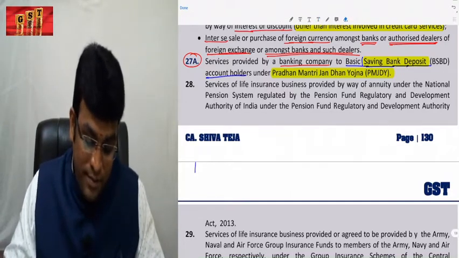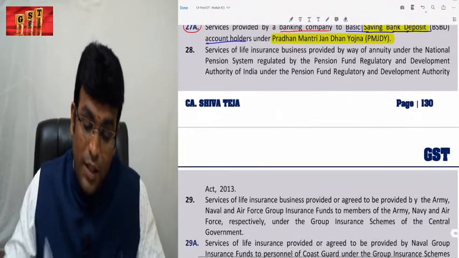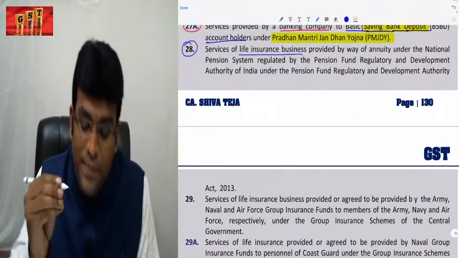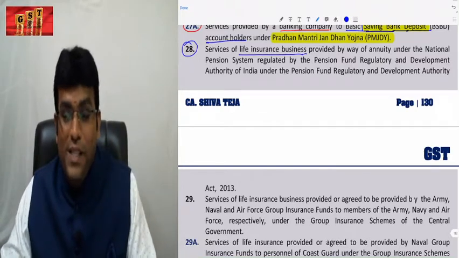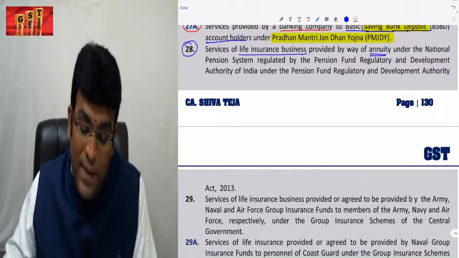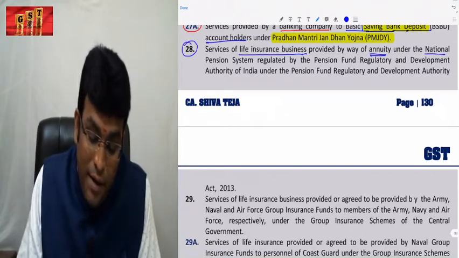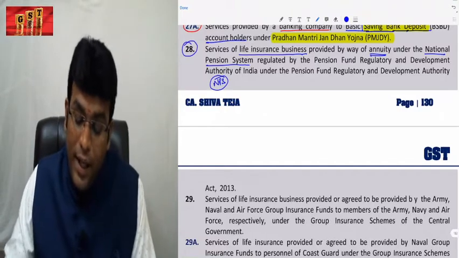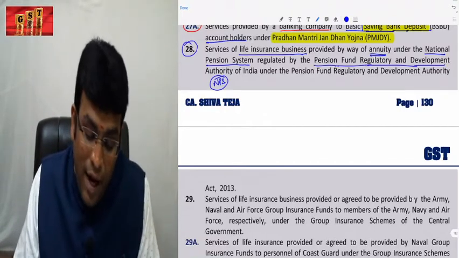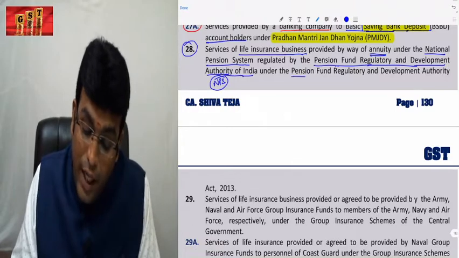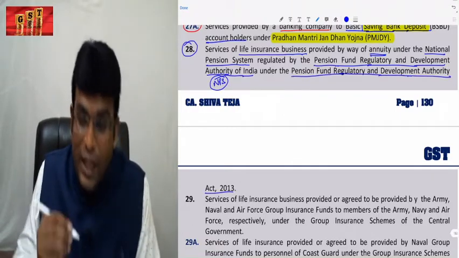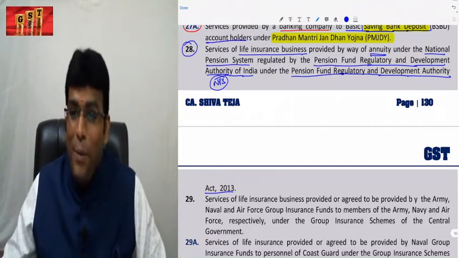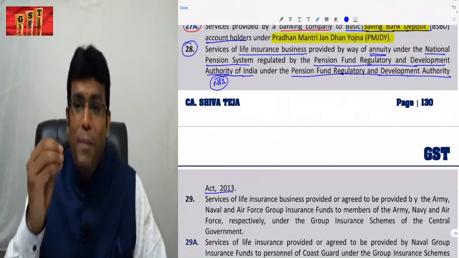Then 28th point, my dear friends. See that, come on. Services of life insurance business. Services of what, sir? Life insurance business provided by way of annuity. Under this, the point is important: National Pension System. In short, we call it NPS. Regulated by Pension Fund Regulatory and Development Authority of India under Pension Fund Regulatory and Development Authority Act 2018. Services of life insurance business provided by way of annuity by National Pension System.